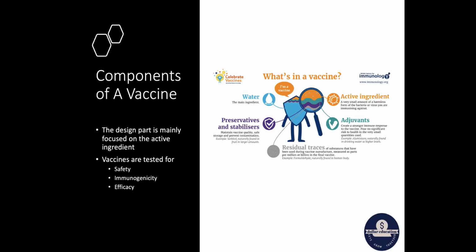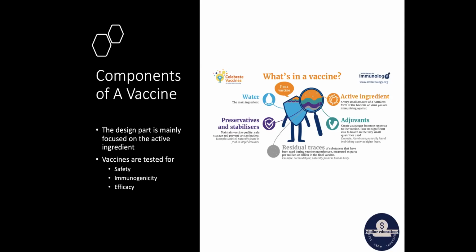So the design part is mostly focused on the active ingredient, though there is some research going on into how we can improve the adjuvants, but we will not be going into detail about adjuvants in this workshop. Our whole theme is the active ingredient of a vaccine. We will not be talking about how you can have a better preservative or a better stabilizer. This is an idea to put ourselves into the right niche in terms of vaccines.